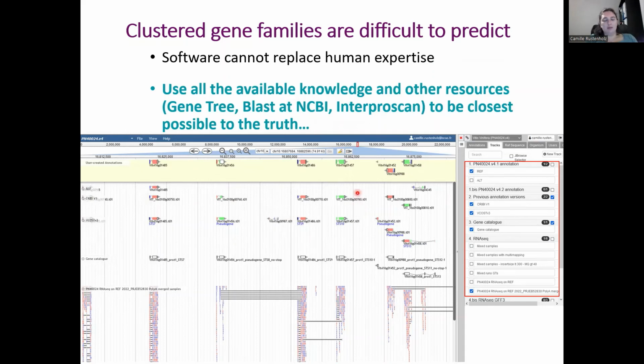And this means, and we will go back to that during the training school, that we could use other resources than Apollo. For example, we will introduce you to the gene tree. You will probably have to use online BLAST at NCBI or InterProScan to look for the specific domains that are important for a given gene family, in order to be as close as possible to the truth.